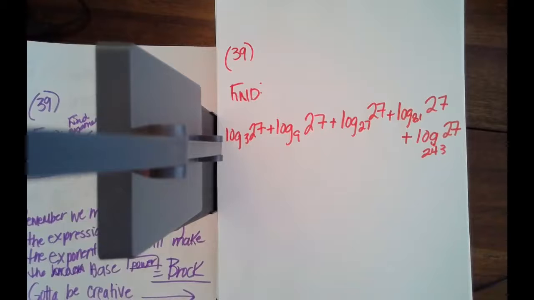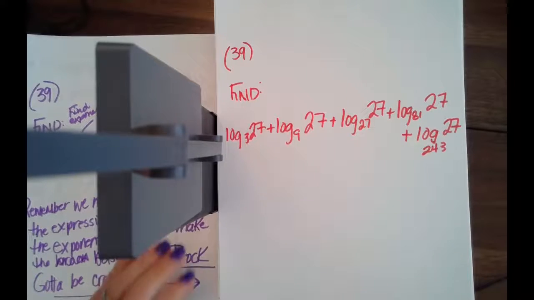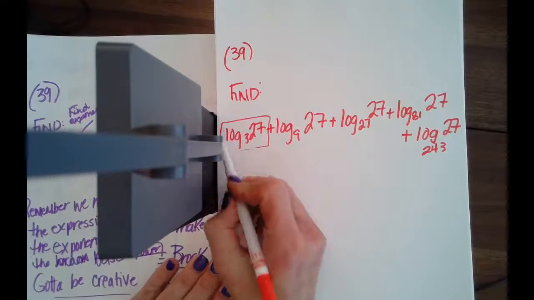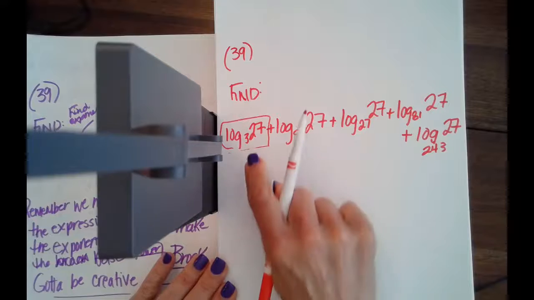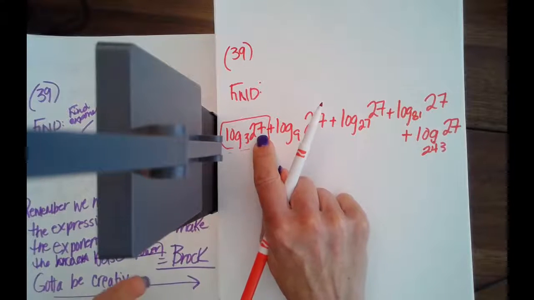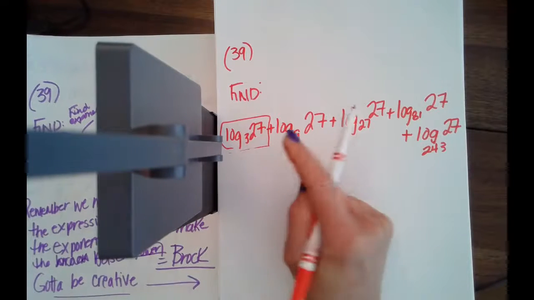So what we have here is a string of expressions where we have to evaluate each expression and then add the sum total. Remember, the evaluation of a logarithmic expression is simply the exponent to which you must raise the base to get your argument. Well, in this case, it's pretty simple.